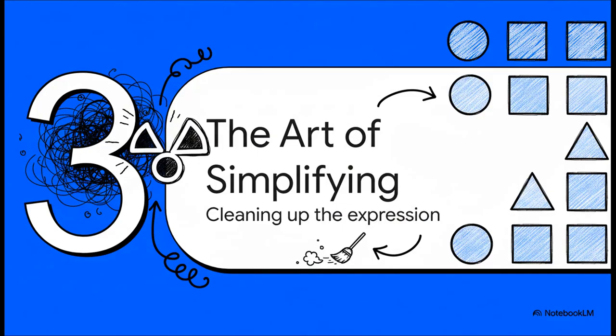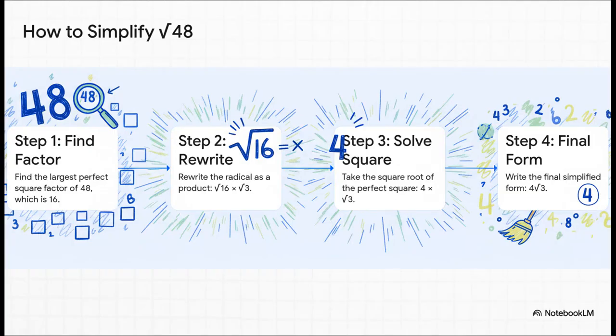Okay, now that we know the lingo, let's get to the most important skill you'll need, simplifying. This is the absolute key to unlocking the tougher problems. This is all about taking something that looks kind of messy and just cleaning it up, making it neat and useful. All right, let's take the square root of 48 and simplify it together.